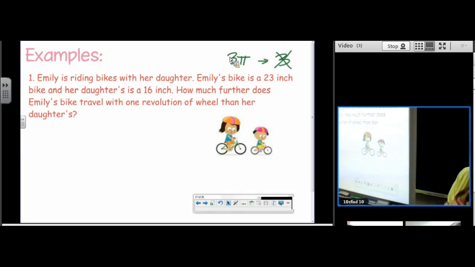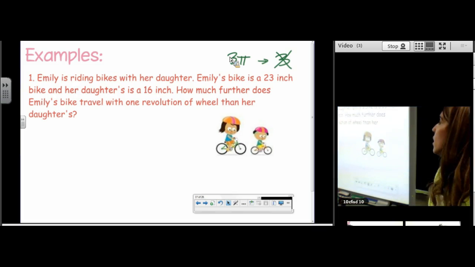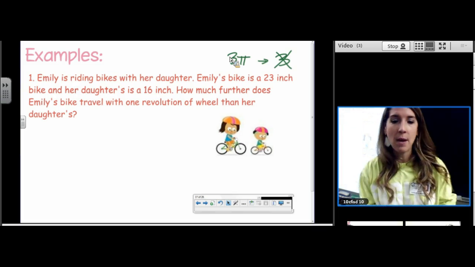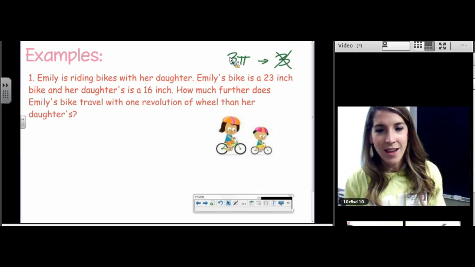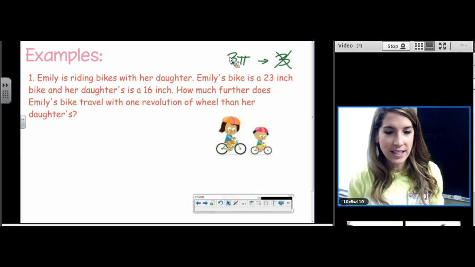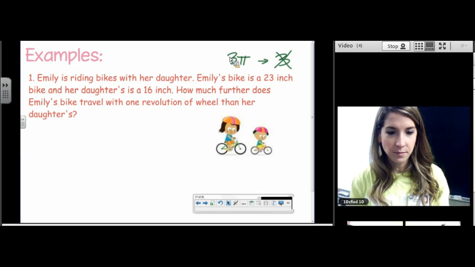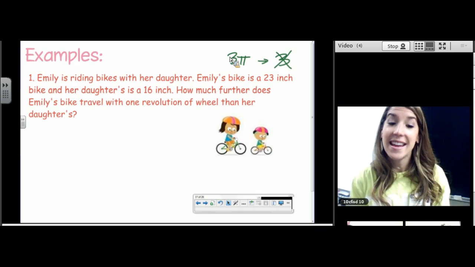Okay, Emily is riding bikes with her daughter. Emily's bike is a 23-inch bike, and her daughter's is a 16-inch bike. How much further does Emily's bike travel with one revolution of the wheel than her daughter's? So bikes are measured by what? It's just like pizzas. If I say a bike's a 23-inch bike, what does that mean? It's the diameter of the wheel.